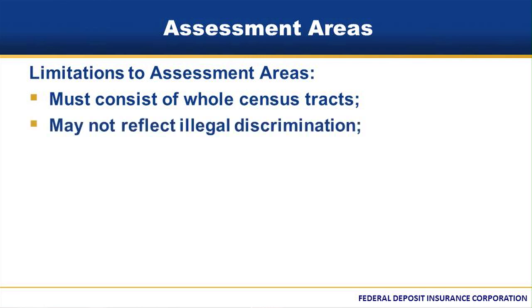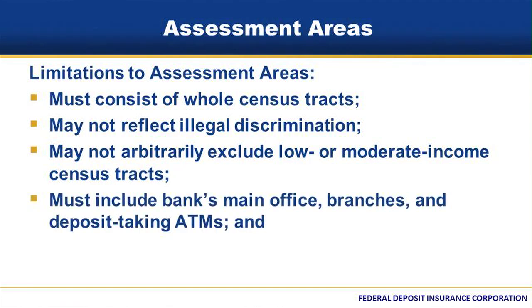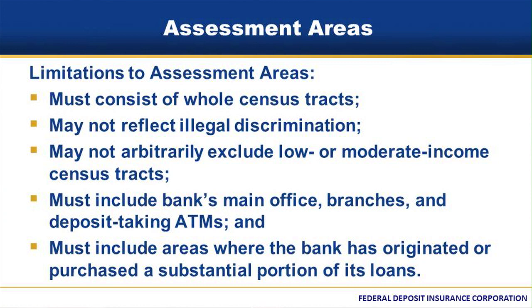Next, the assessment area may not reflect illegal discrimination or arbitrarily exclude low or moderate income census tracts. Finally, your bank's delineated assessment areas must include all of the geographies in which your bank's main office, branches, and deposit-taking ATMs are located, as well as surrounding areas in which your bank has originated or purchased a substantial portion of its loans. The term substantial portion is not defined by the regulation, but generally means more than 50% of your home mortgage, small business, and small farm loans.